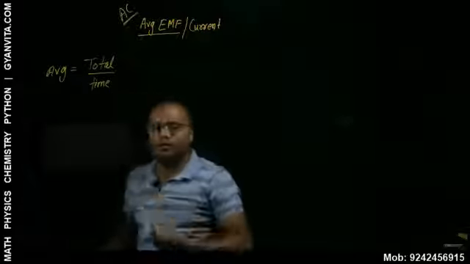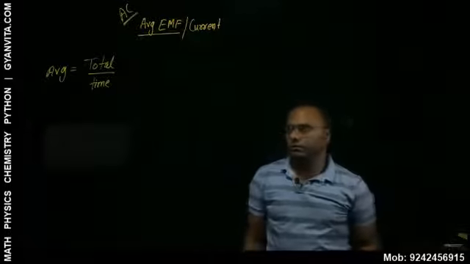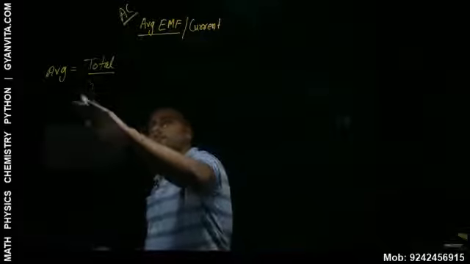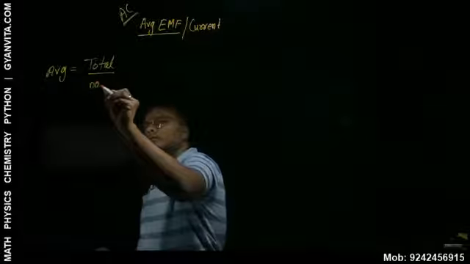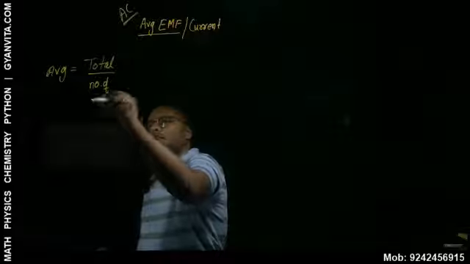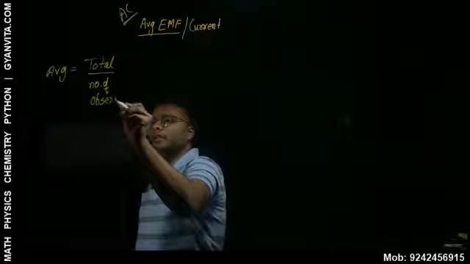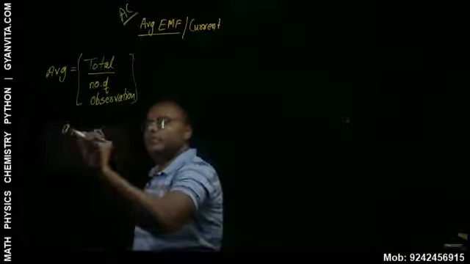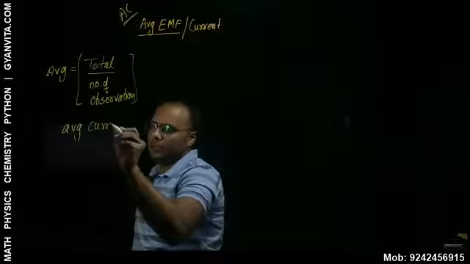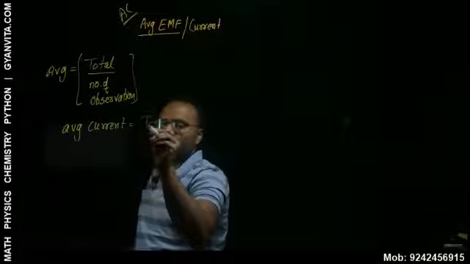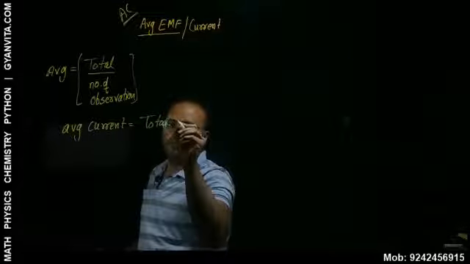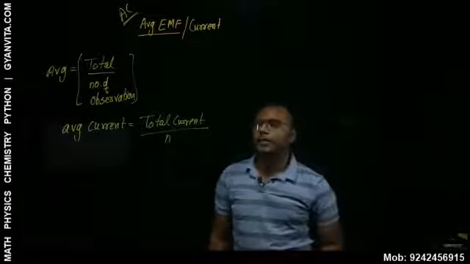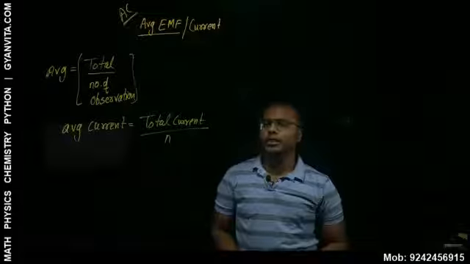Or the number of cycles in case of this, I mean, total divided by number of occurrences. Better term will be number of observations. That is called average. So if it is average current, it will be the total current divided by n. That means how many current elements you are adding, you just divide it by that. That will be the average current.